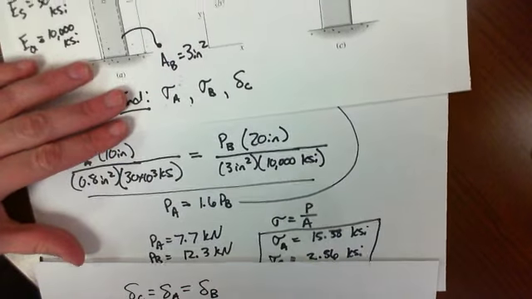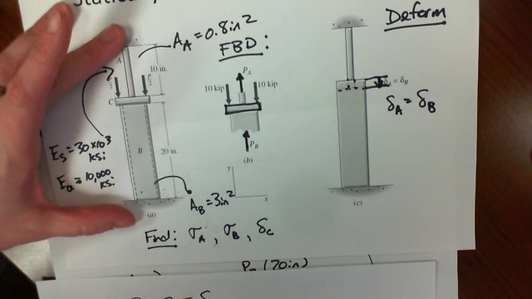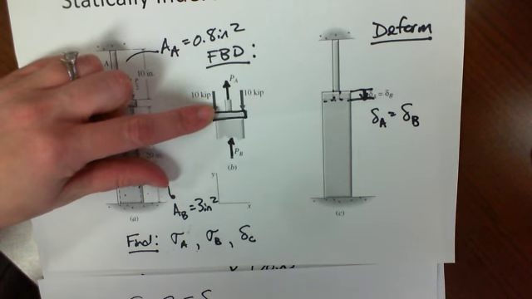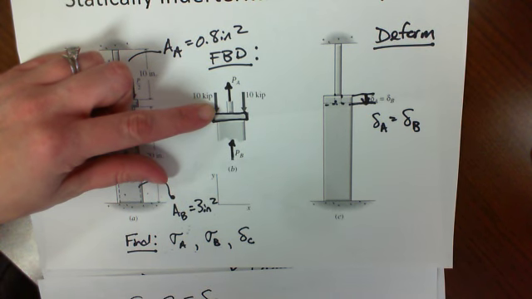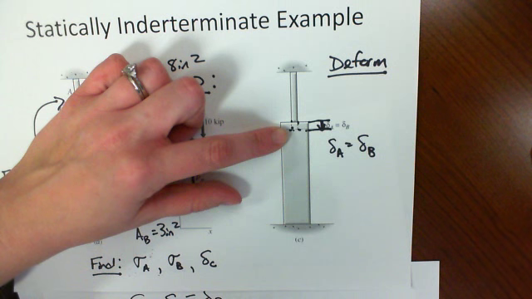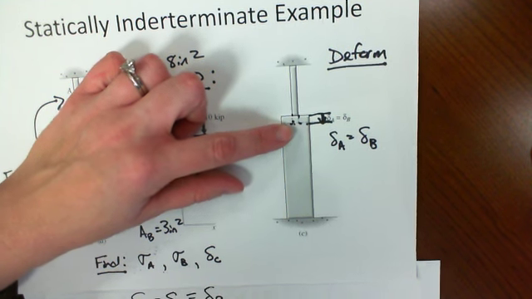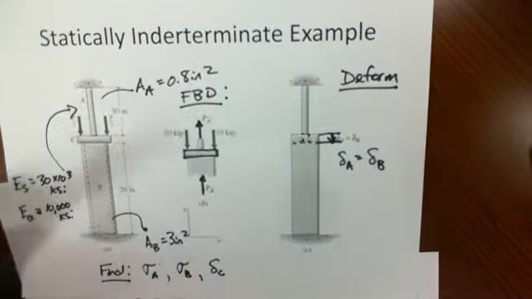So when you have a statically indeterminate member, which means there's supports at either end, and you can't solve for all of the forces from your free body diagram because you have too many unknowns, you can also use your deformation diagram because the overall deformation has to be 0. That means that these two deformations have to equal each other, and that is how you do statically indeterminate.